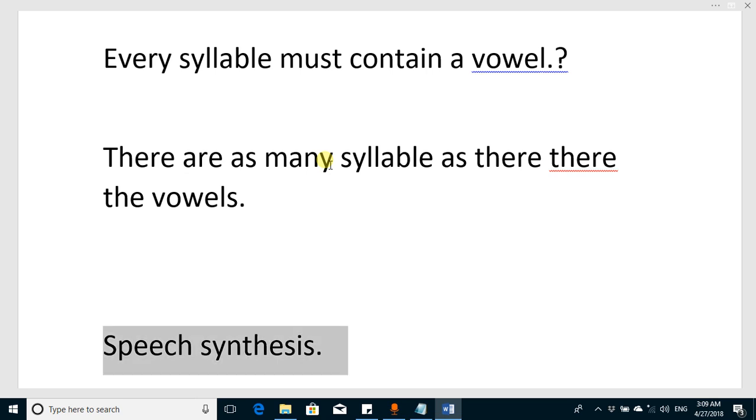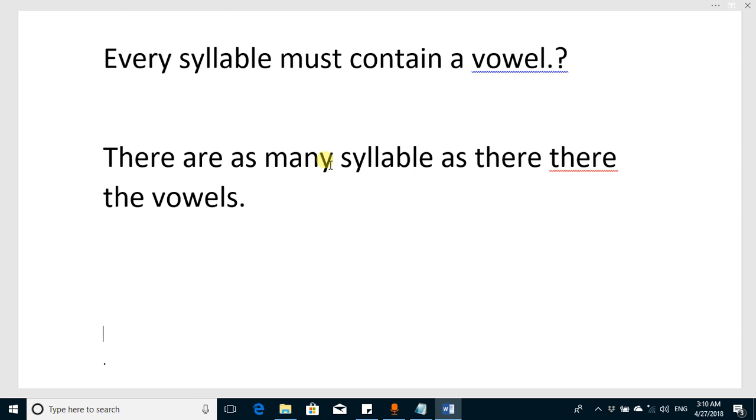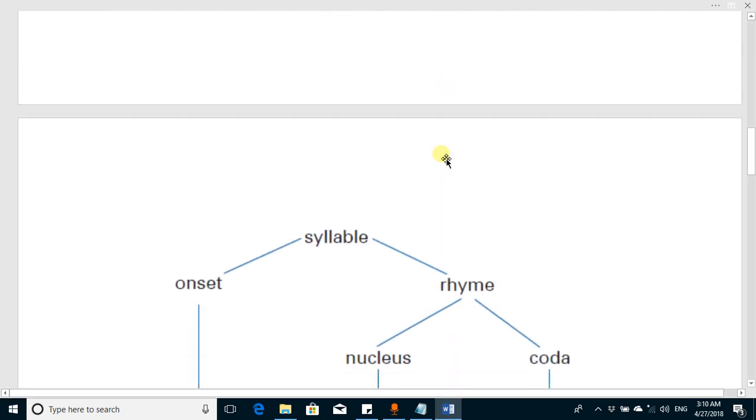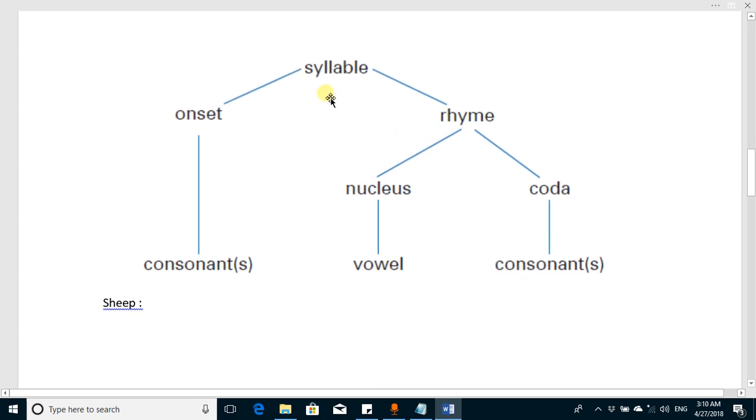Now next we see the basic parts of a syllable. You can say a syllable has two main parts, that is onset and rhyme. Onset is one or more consonants. The rhyme part can be further divided into two subparts, nucleus and coda. The nucleus is actually a vowel. There's just one vowel, and this is the mandatory part of the syllable. There is no syllable which doesn't have any vowel.